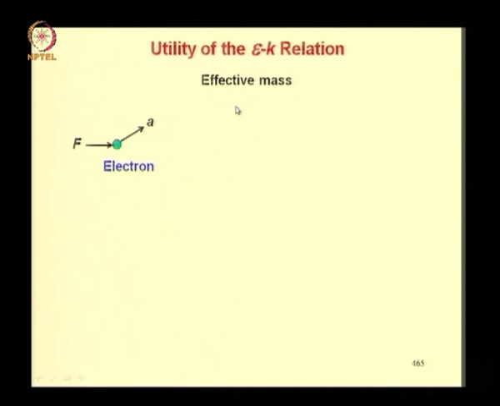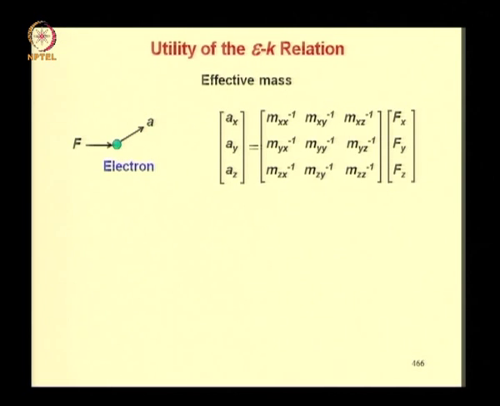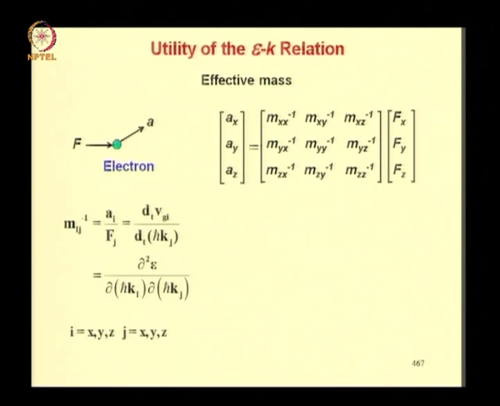Now the effective mass is actually a tensor, because in a crystal the acceleration experienced by the electron is not in the same line as the force. So the acceleration and force are non-collinear. Therefore you have this kind of relation between acceleration and force, and you get a matrix representation of the effective mass. You can determine each element of the matrix using a formula like this. So if I want M_ij, where i and j can be x, y or z.